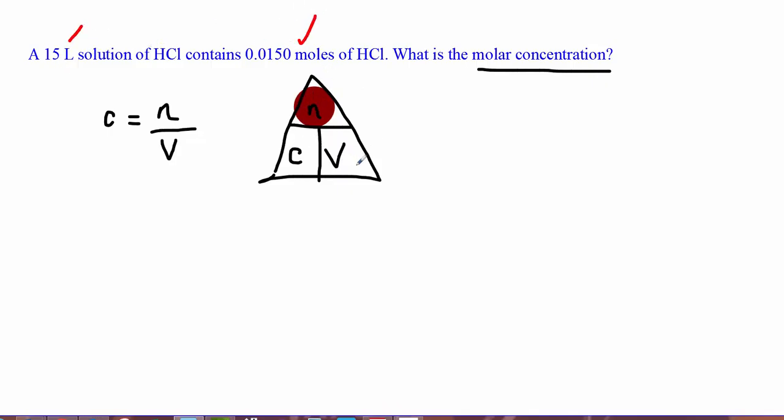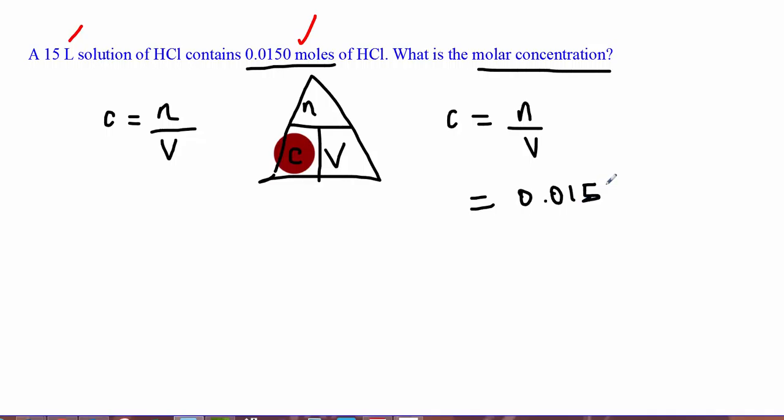Let's use the triangle just to get used to that. If I'm going to use my triangle and I'm going to cover up the C, then I see my formula is going to be C equals n over V. And so I'm going to write that in, and now I'm going to substitute in my values. My moles are 0.0150. And I should keep my units in here. We can write mol as a short abbreviation for moles. And my volume is given to me as 15 liters.